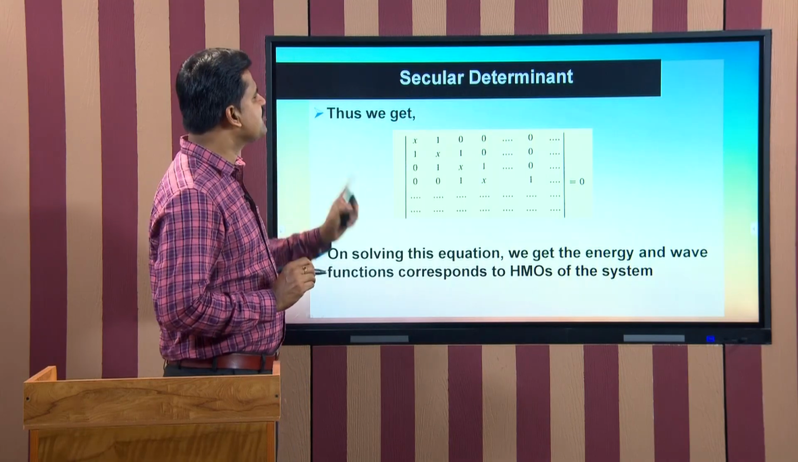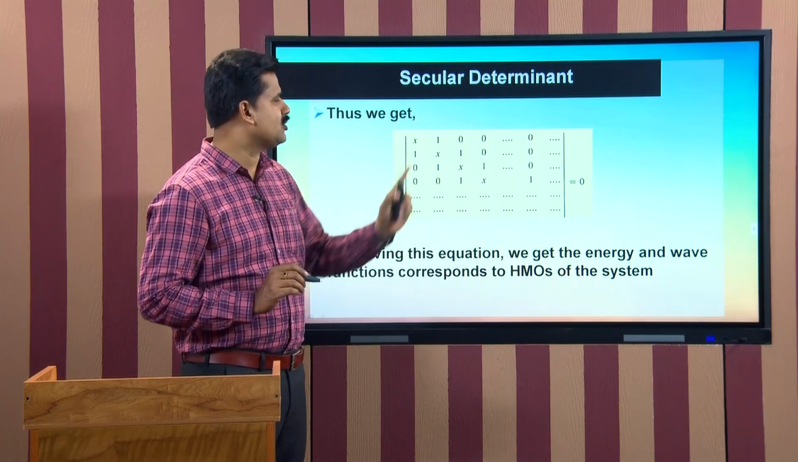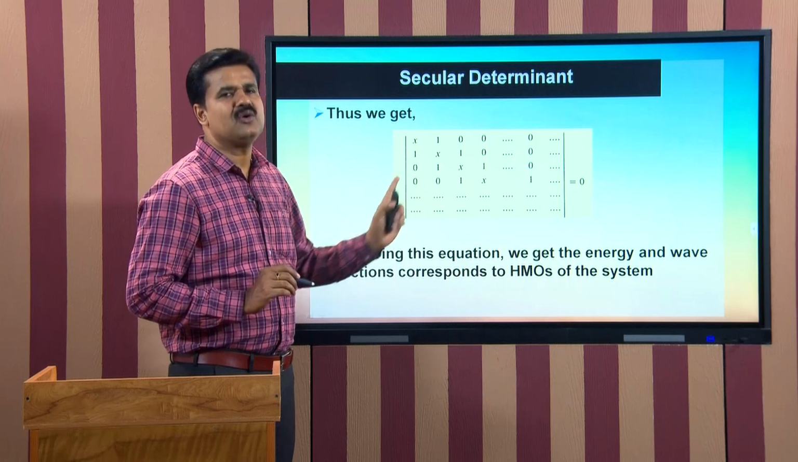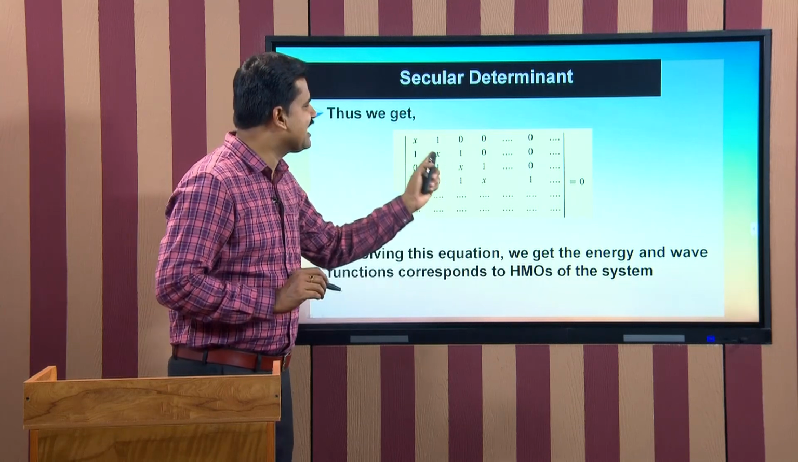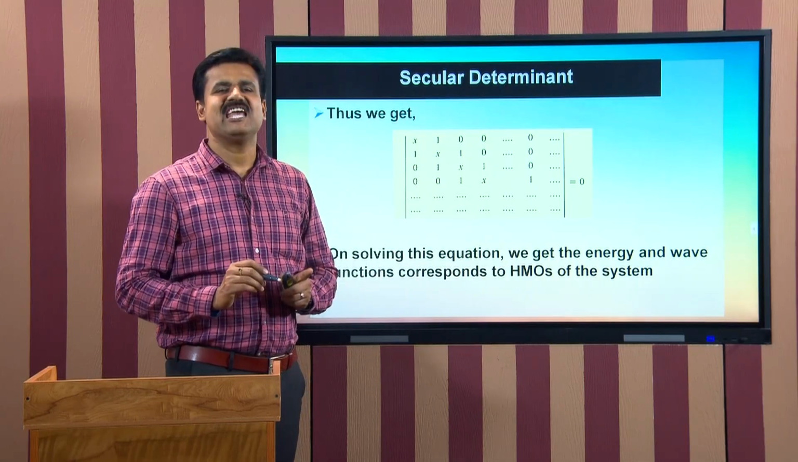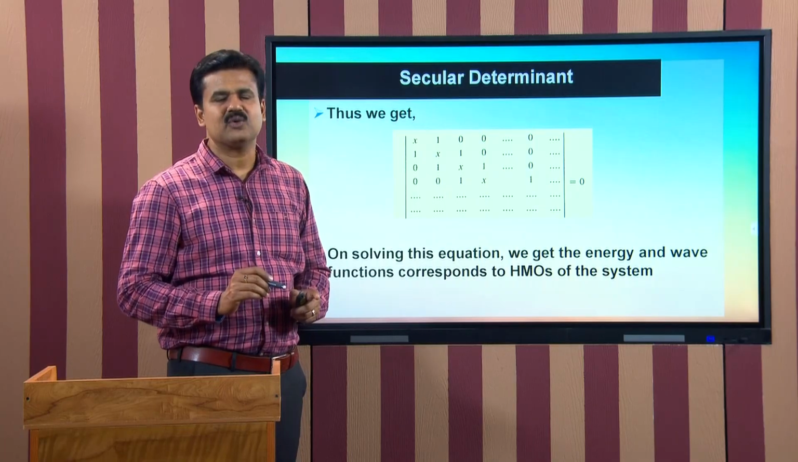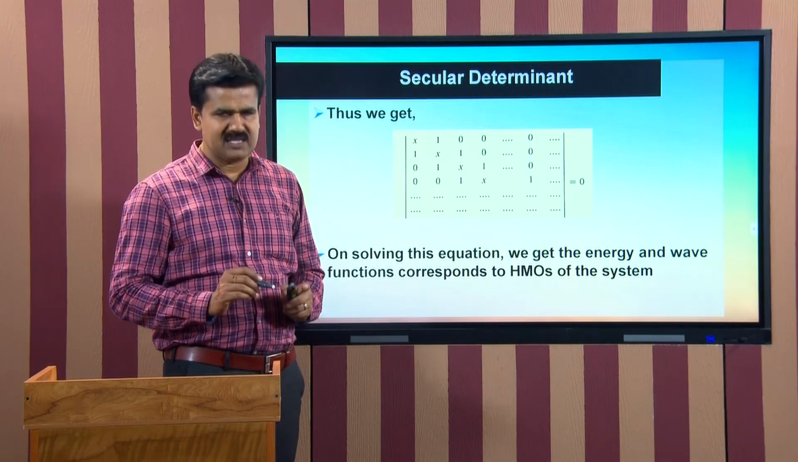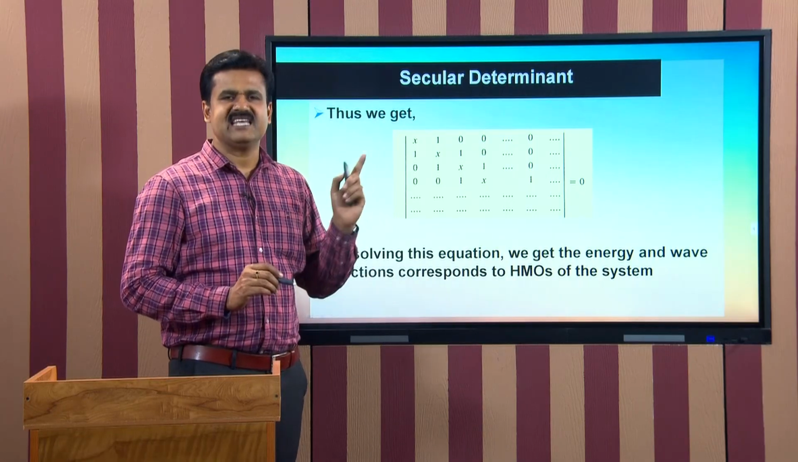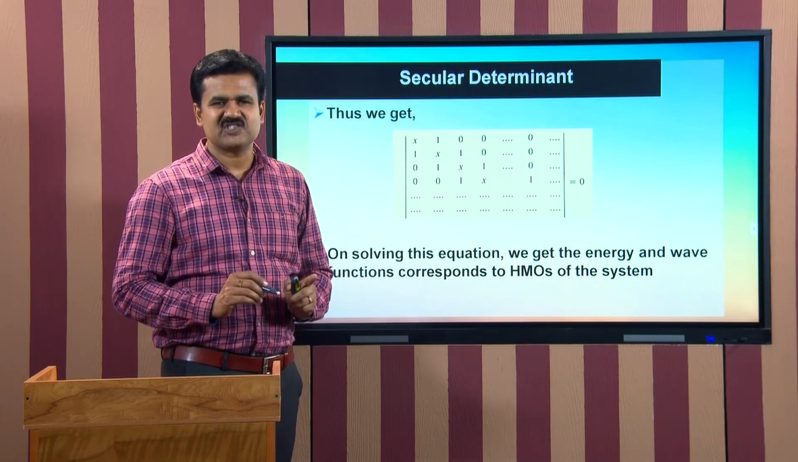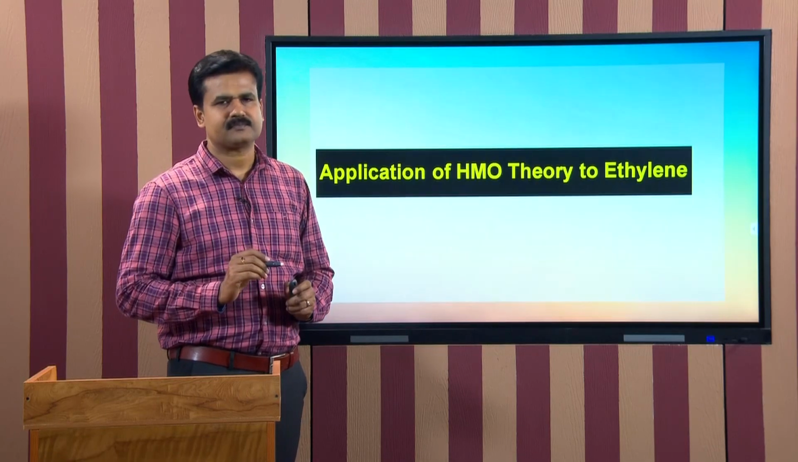So, this determinant takes the new form x, 1, 0, 0; 1, x, 1, 0, 0, like that. It is interesting to note that the diagonal elements of this n by n determinant are x, where x is equal to alpha minus E by beta. On solving this equation, we get the energy as well as the wave functions corresponding to the HMO of the system.